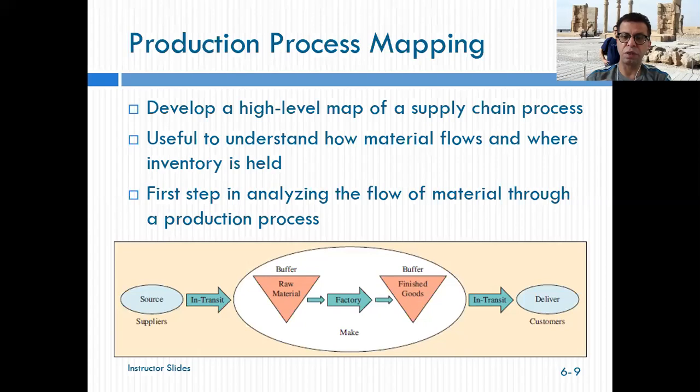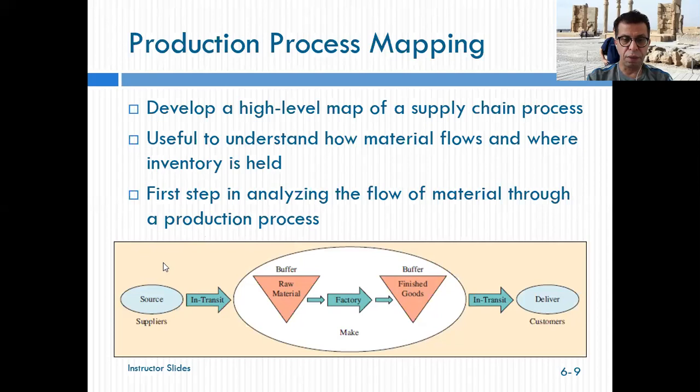It is useful to understand how the material flows and where the inventory is held. The closer the inventory, the better. If you notice, for example, recently most of the companies try to hold the inventory very near to them, because this takes less time, less effort, and is less risky when delivering the raw material from the warehouse. And the first step is to analyze the flow of material in the production process and how it's done.